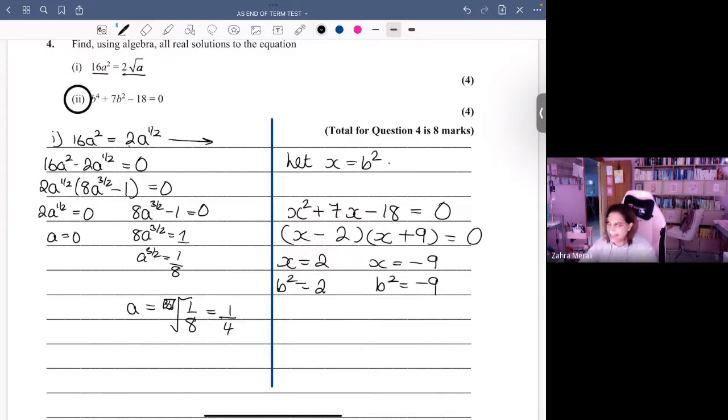b squared equals minus 9. It's illegal. Okay, not illegal. So you get an imaginary number. It's not something you can do in normal maths as we know it, take a square root of a negative number. So we're going to write not valid, or we're just going to put a line through it. And so that means b can be plus root 2 or minus root 2. Remember, whenever you take the square root of a number, it can be positive or it can be negative.